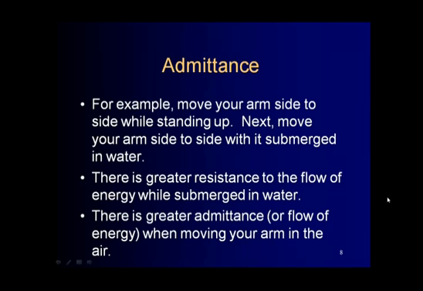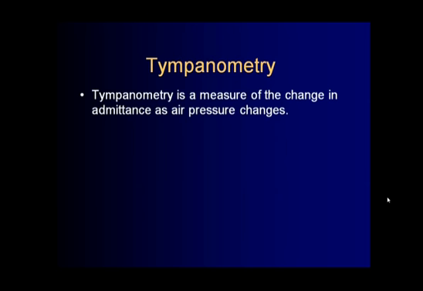For example, let's discuss admittance. Move your arm side to side while standing up. Next, move your arm from side to side with it submerged in water. All of a sudden, it's much more difficult to swing your arm back and forth. Okay? So there's an increase in the resistance to the motion of your arm. There is greater resistance to the flow of energy while submerged in water. In other words, there is greater admittance, or flow of energy, when moving your arm in the air. There's less admittance when we move our arm back and forth submerged in the water. That's an example of the flow of energy changing.